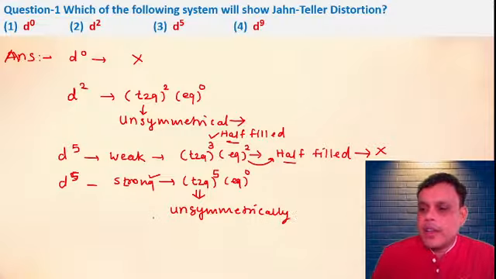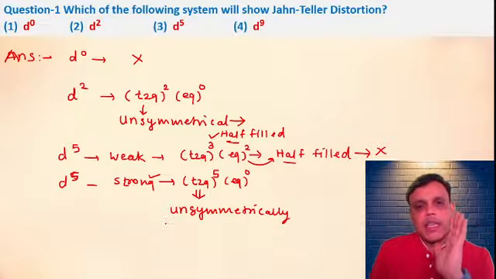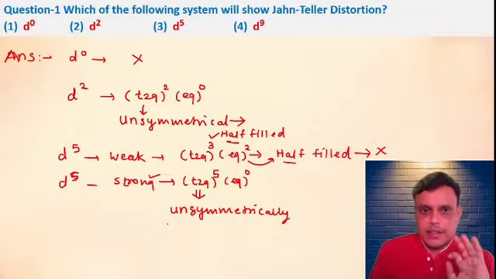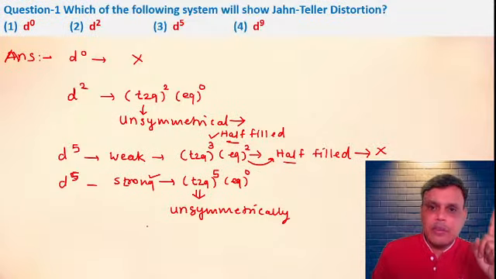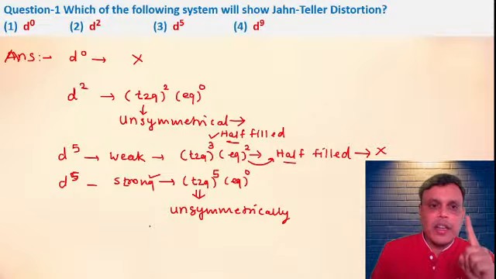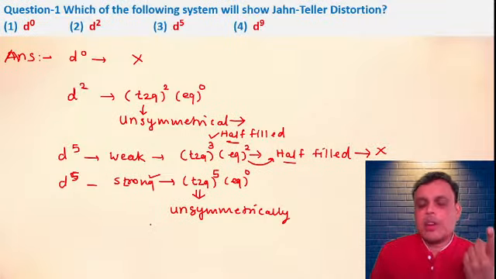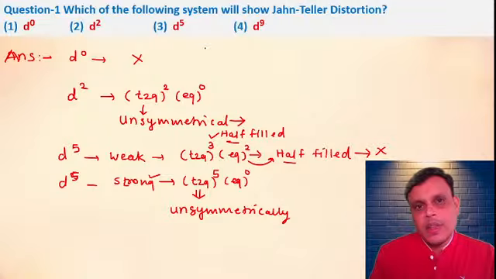ठीक है. So unsymmetrical filling है तो it will show the Jahn-Teller distortion, but its magnitude is less. ठीक है. So D5 in weak field will not show Jahn-Teller distortion. D5 in strong field will show Jahn-Teller distortion. Now take fourth one.